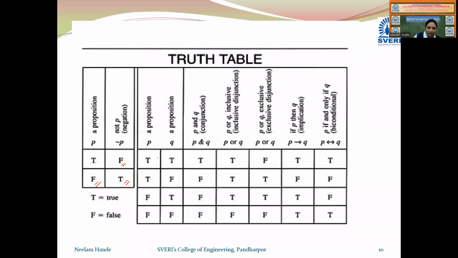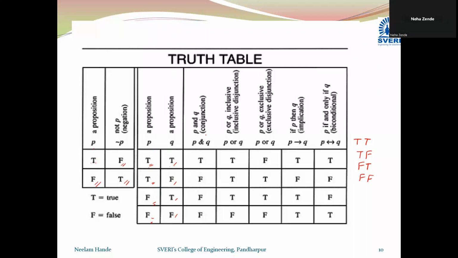Okay, we take a table here. We start with the first two values TT, FF, then TF and TF. Why are we doing this? Because we want to make a table that has two true statements, one true and one false, one false and one true, and both false. These are all the possibilities.